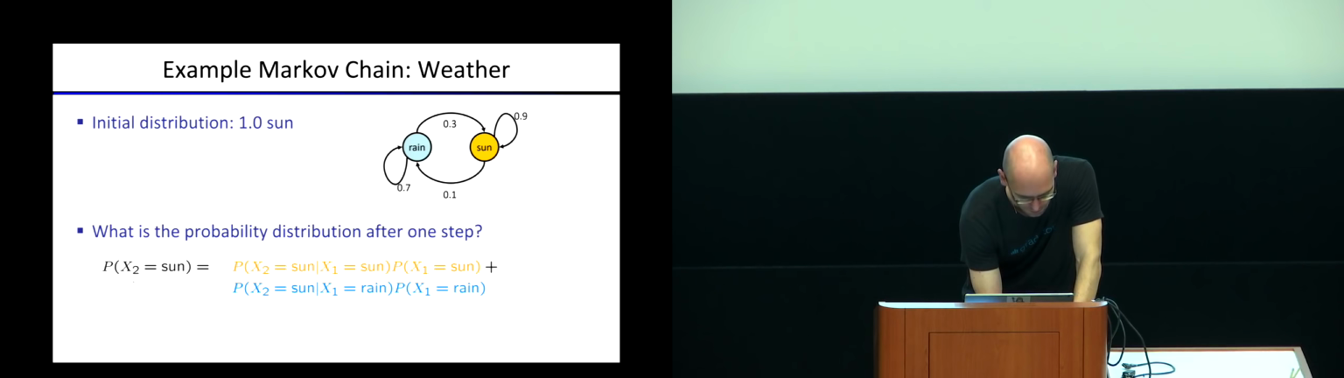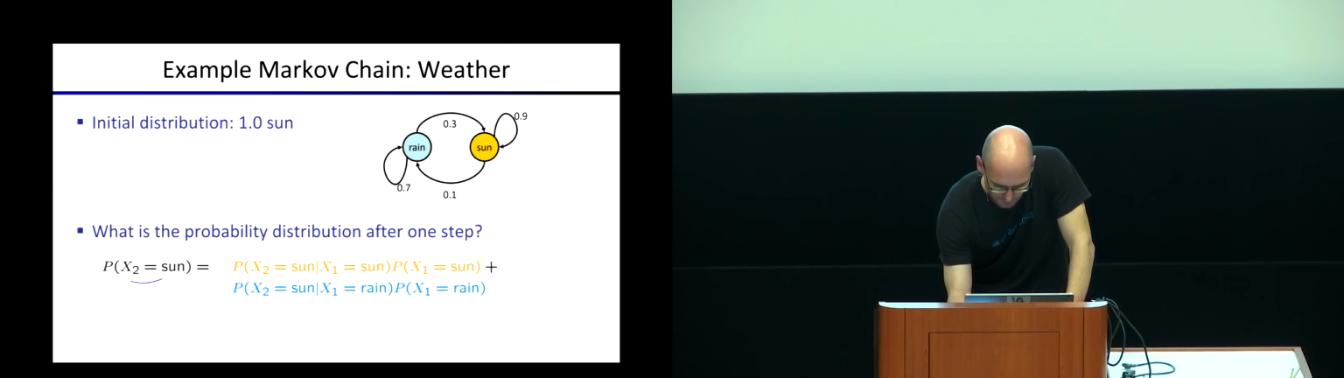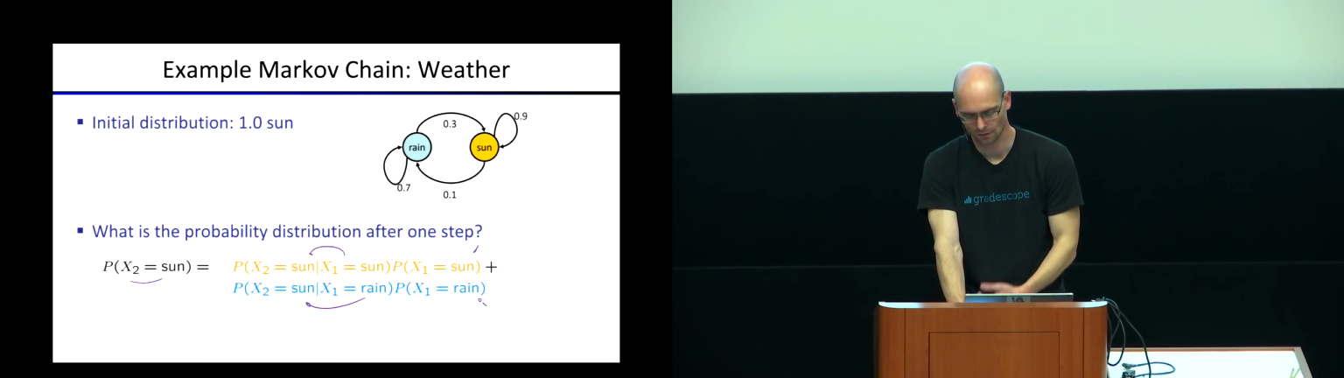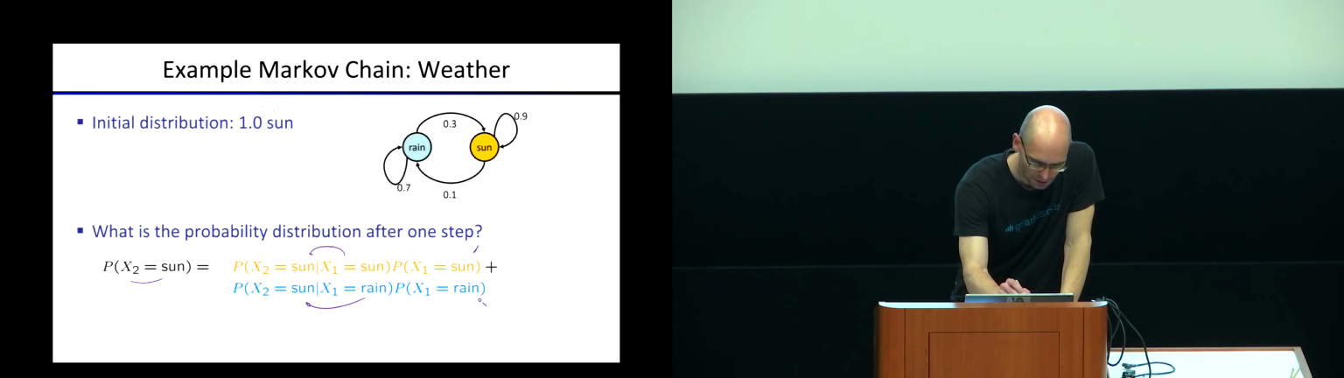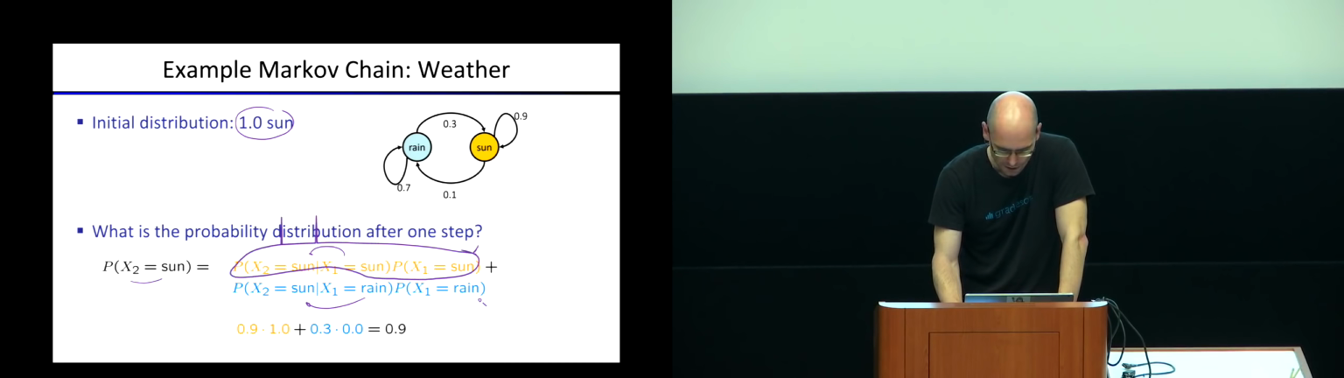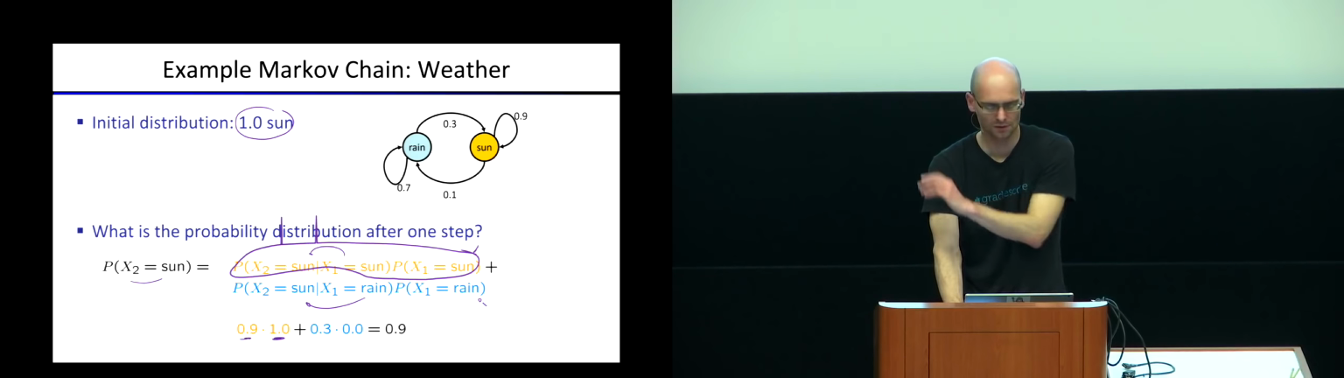Okay, the probability of it being sunny at the next time step: it could initially be sunny or rainy. When it's sunny, we need a transition from sun to sun. When it's rainy, we need a transition from rain to sun. That's our generic update equation to go from a distribution at time 1 to a distribution at time 2. In this particular case, initially we put a probability of 1 on sun, so only the first term will have a non-zero contribution. The transition model was a 90% chance of staying sunny, and we knew it was sunny at time 1, so we have 0.9 times 1, which gives us 0.9.